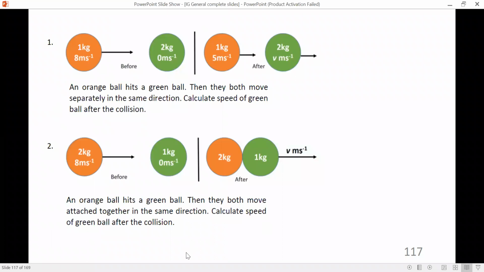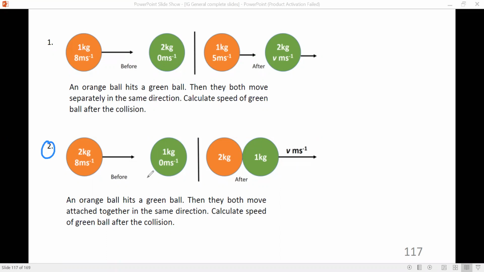Okay, let's try and do this question. Question number 2. First, an orange ball hits a green ball. Then they both move attached together in the same direction. Calculate the speed of the green ball after the collision. As you can see, they are attached together after the collision. However, the principle of conservation of momentum still applies here.